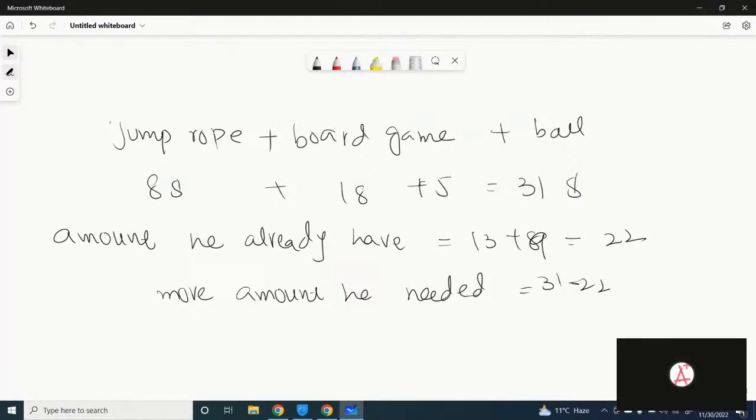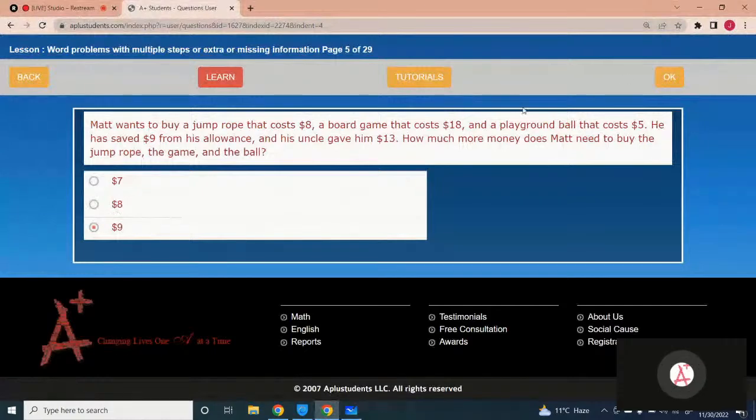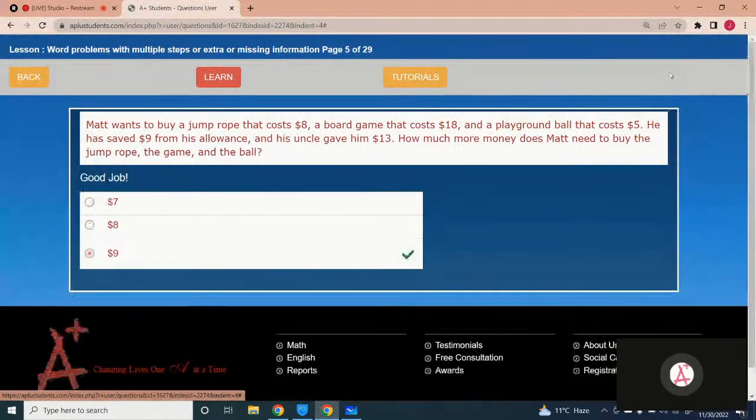Got it? So the correct option is 9. Just select the correct option and then click on the OK button. The $9 more he needed. Got it, everyone?